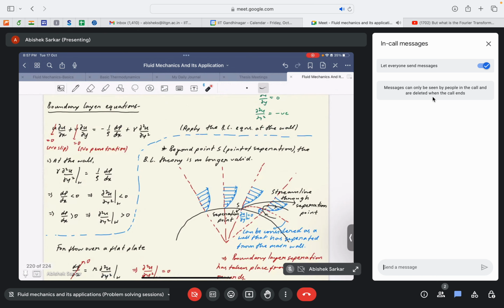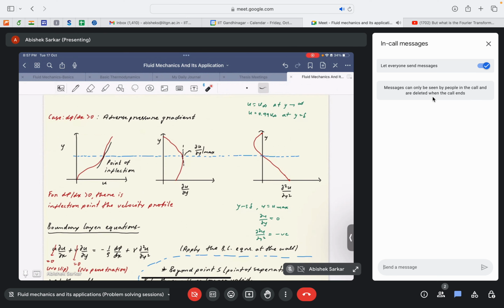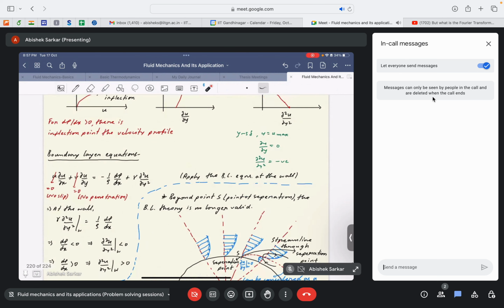Then again, we just look into the concept of boundary separation, and we also see that the boundary layer theory that we have discussed, both Blasius's solutions and Prandtl's boundary layer theory itself. The most important thing was that these solutions are invalid beyond the point of separation. Once the flow is separated, the boundary layer equations are invalid. So this is very important.